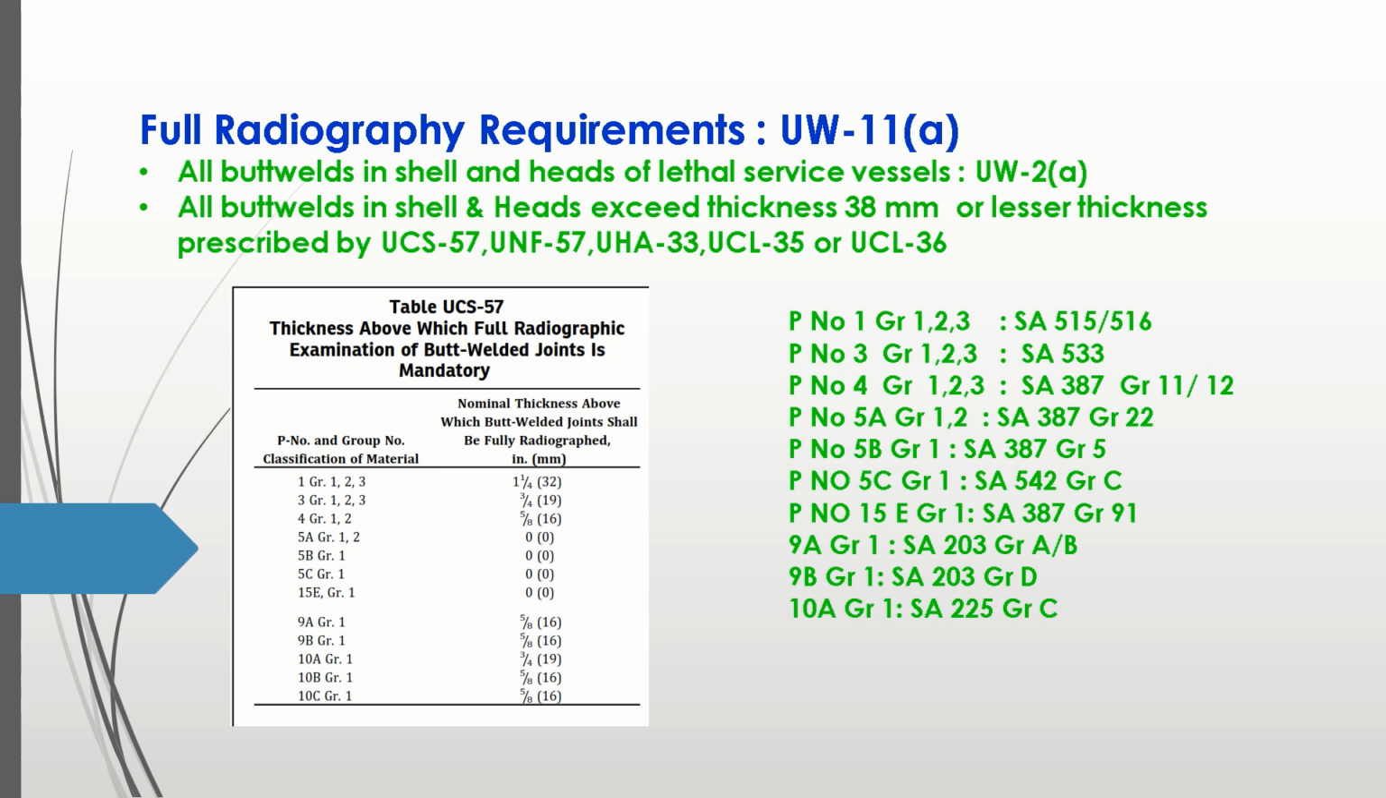So what are these clauses? They are related to the material. So depending on the material, the limiting thickness in the code will vary. Below I have given the table for UCS 57. Before that, UCS is for carbon and low alloy steels, and UNF is for non-ferrous materials, UHA is for high alloy steels, that is stainless steels, duplex stainless steels or super duplex stainless steels, etc. And UCL 35 or 36 is for the clad construction material.